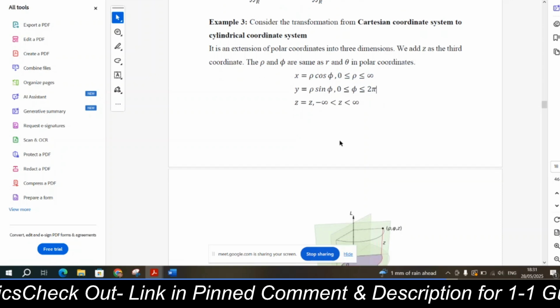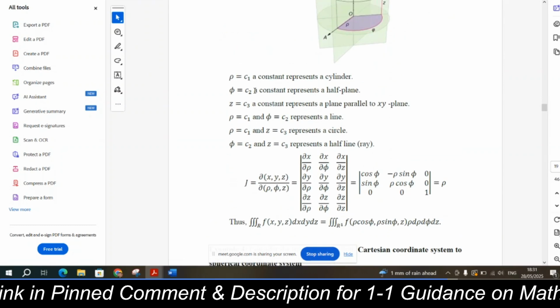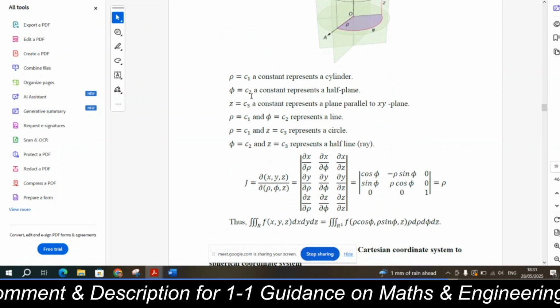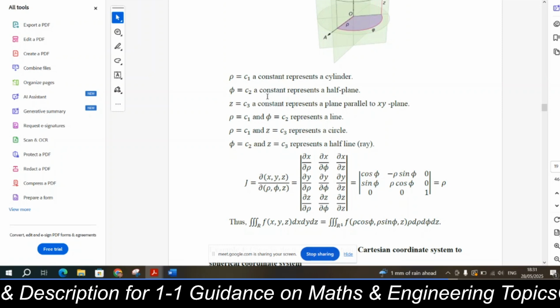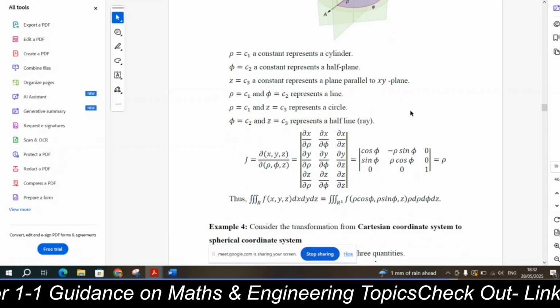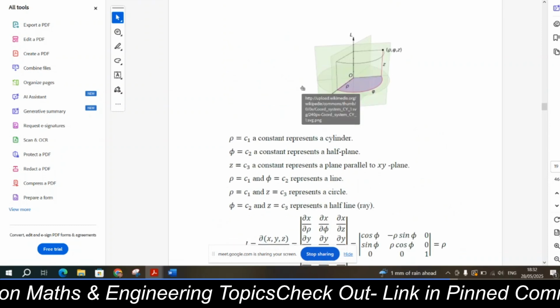Again, rho is basically going to be the radius, and it can go from 0 to infinity, whereas phi is your angle on your xy plane, and it can go from 0 to 2 pi, 0 to 360. You are mentioning the angles in radians, and therefore you have c1, c2, c3. C1 represents a cylinder.